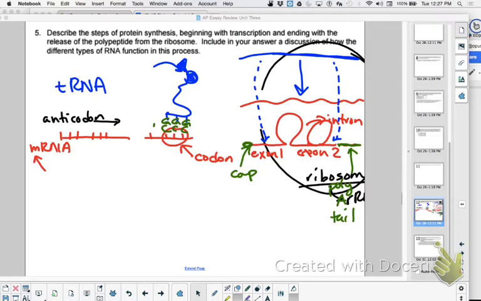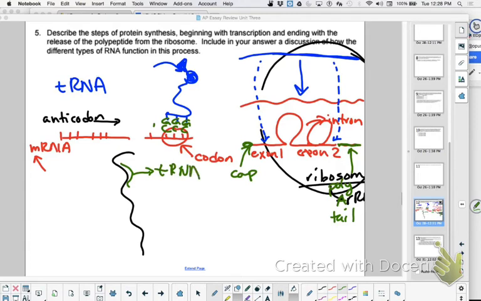Yes? When exactly does the mRNA become the tRNA? Okay, the mRNA doesn't become the tRNA. If this were my DNA right here, my original DNA strand, there could be a portion on there, there will be a portion on there that's going to code for tRNA. A different portion on there is going to code for mRNA. And another portion of it is going to code for rRNA.